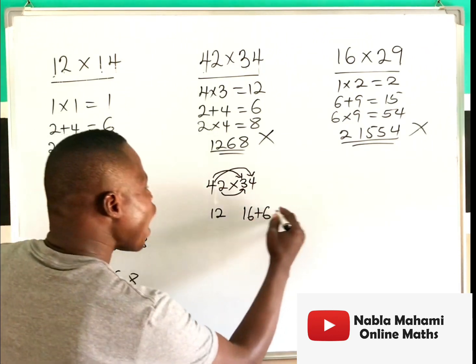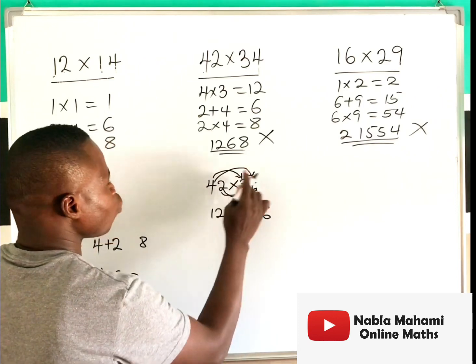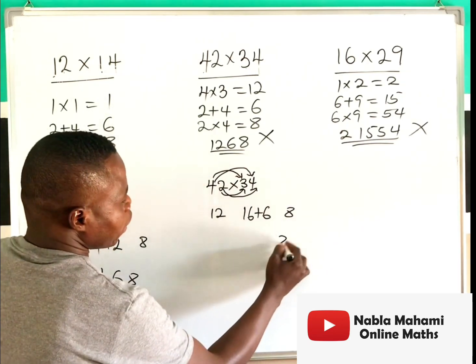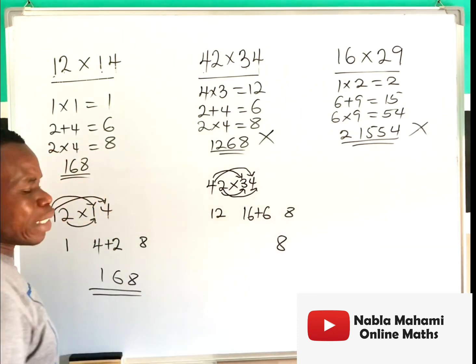is what? 6. Then I will leave space and then take this and multiply with this. That is 2 times 4, and I'll get what? 8. So after this, I'll now write my answer 8. You know that this thing I'm adding them. 16 plus 6 is 22.